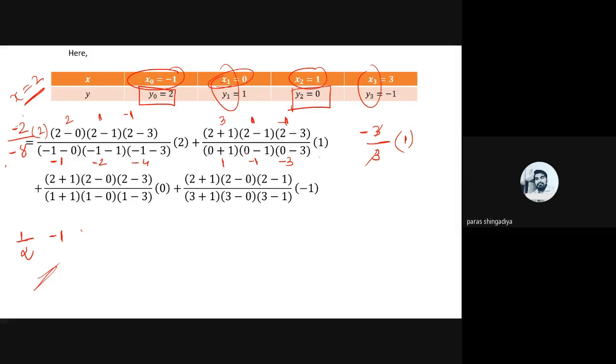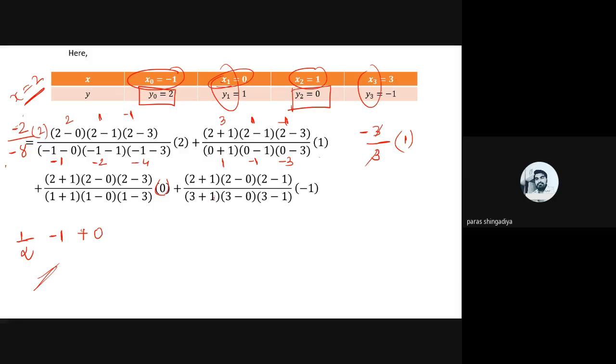And now the last one, sorry, the third term. The product of this term will be 0, because there is one 0 given in this product. So the answer of the third term will be 0. Why is it 0? Because the 0 is given in this product. So therefore it is 0.